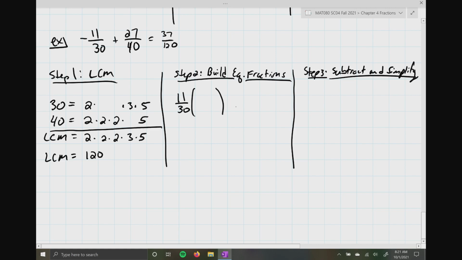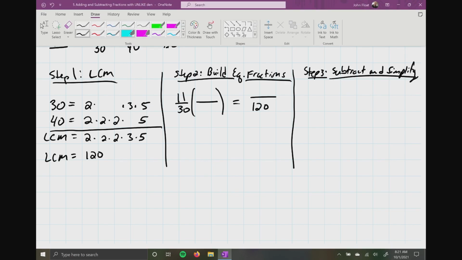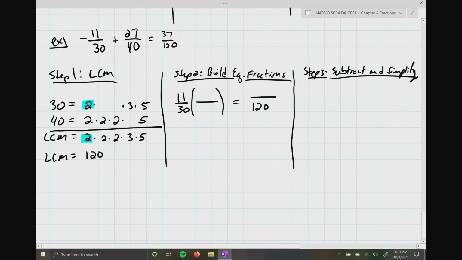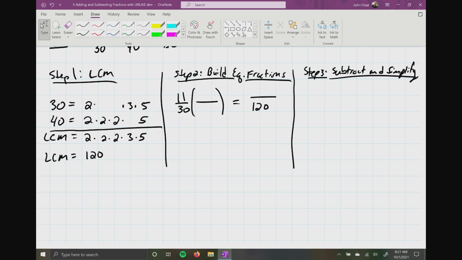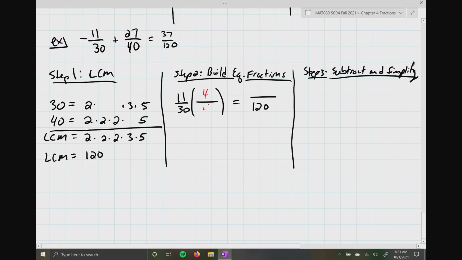So 11 over 30. And I know I'm going to multiply by a fraction, so I can build this equivalent fraction that has a denominator of 120. And next, when I look at 30, they match, and they match. The only ones that don't match are the 2 little 2's in the LCM. So I'm going to multiply this by 4. And that's going to give me 44 over 120.